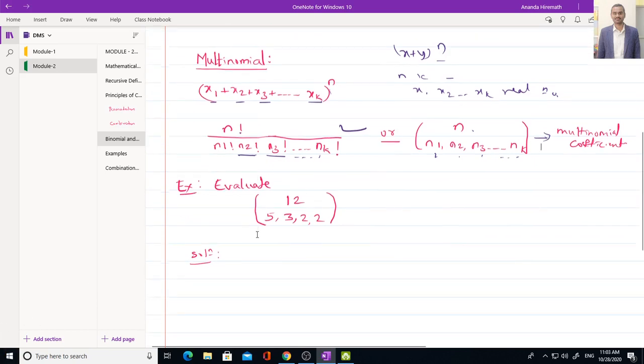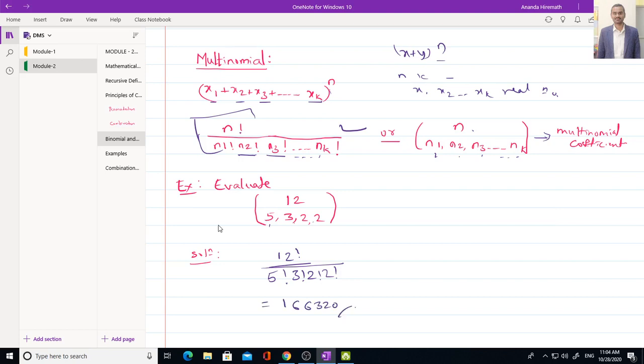Sometimes it will be given simply as: evaluate (12; 5, 3, 2, 2). It means 12 factorial divided by 5 factorial into 3 factorial into 2 factorial into 2 factorial. Now it will be 166,320. If it is given like this, or it is a multinomial coefficient, then simply apply this formula and get the answer in the examination.